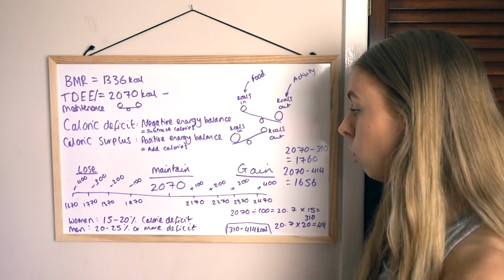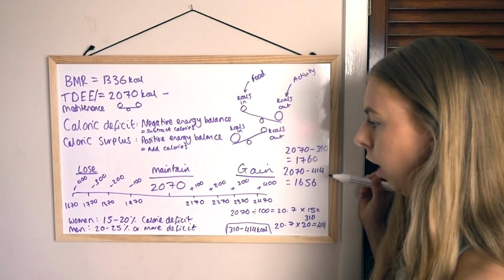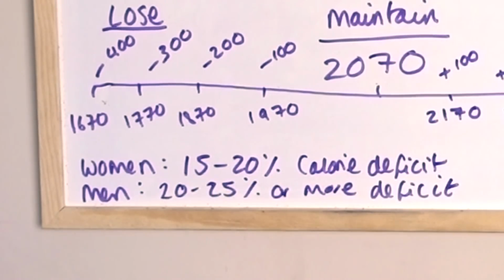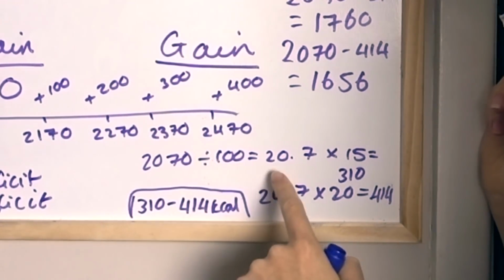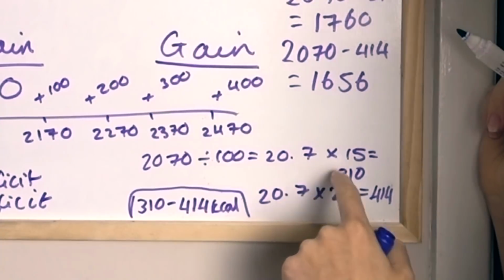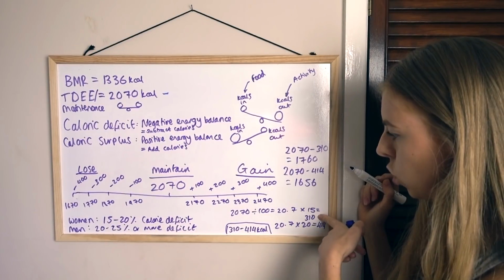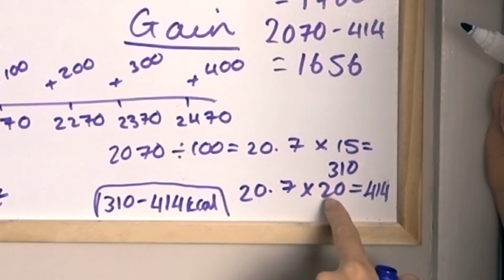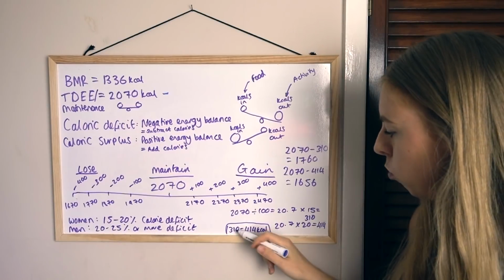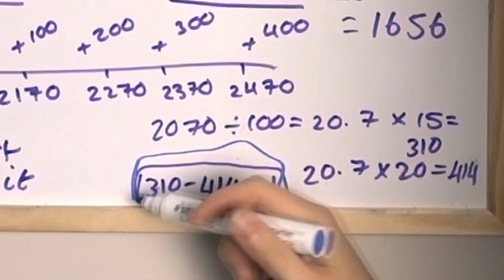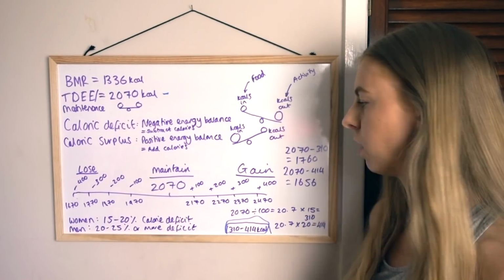but it really is dependent on the person and their genetics. So for example, for me, let's just do a rough calculation here. To get a 15 to 20% calorie deficit from this figure here, I've taken that figure, divided by 100, which gives me 20.7, and I've multiplied that by 15 to give me a lower margin of 310 calories, and then multiplied it by 20 here to give me 414 calories. So that would be the range I would be looking at sitting in for the calorie deficit for an extended period of time if I was trying to lose weight myself.